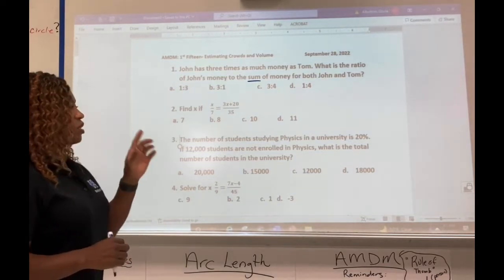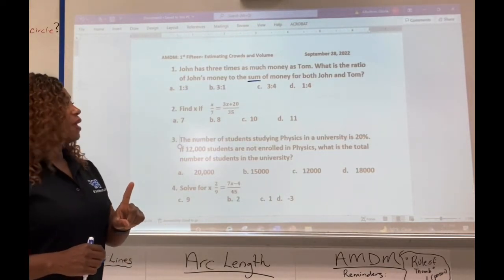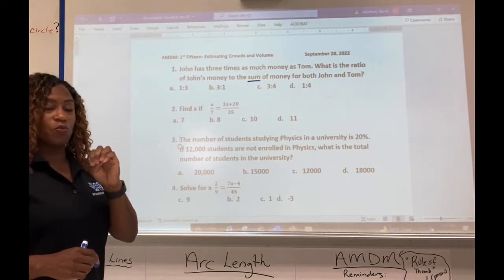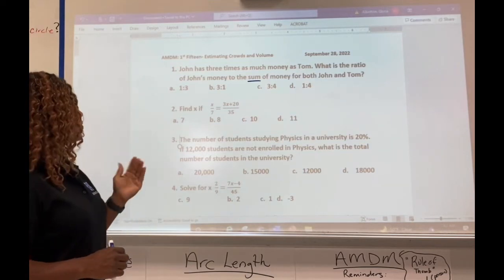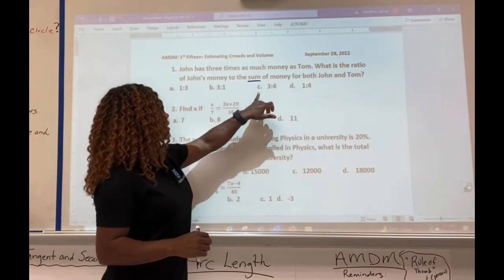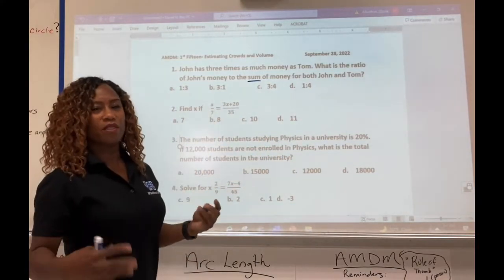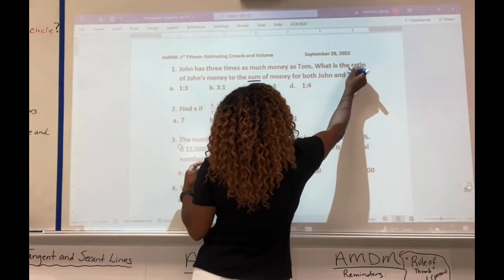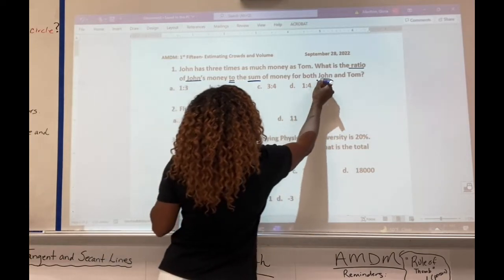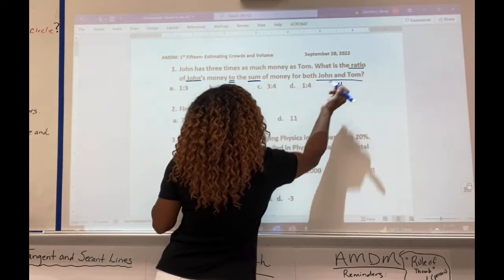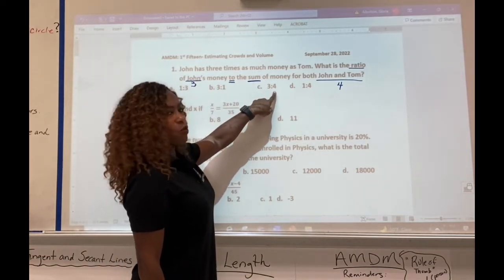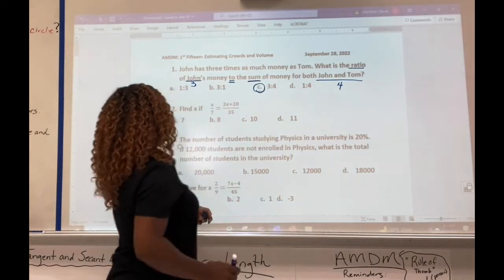So if Tom has 1 of some amount and John has 3 times that amount, then the sum or the total is 4. 1 plus 3 is 4. So we're looking for something with a 4 in it. There's 2 of them with a 4 in it, C and D. And again, we have to look at how they want us to write it. So it says that they're looking for the ratio starting with John to both of them. So both of them is 4 when we total it, and John's is 3. That means we're looking for this ratio, 3 to 4. So the answer is C for number 1.